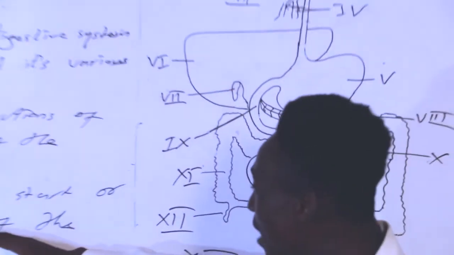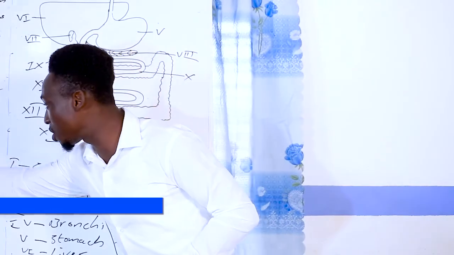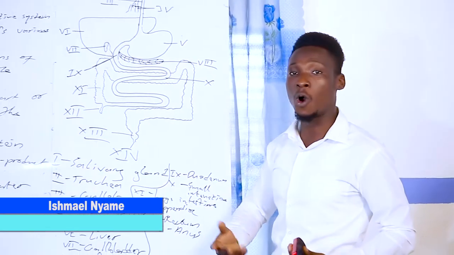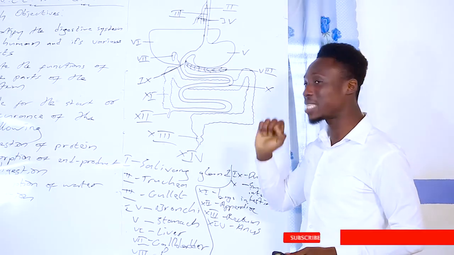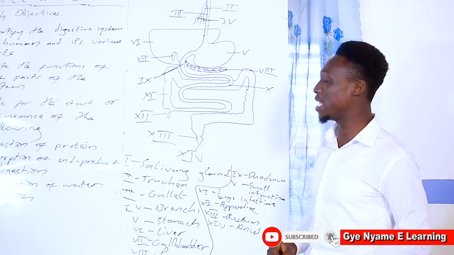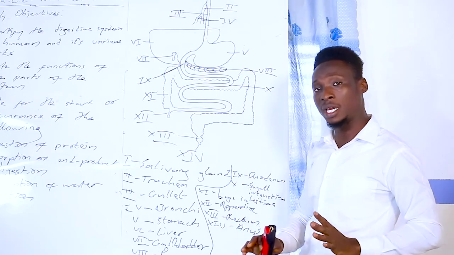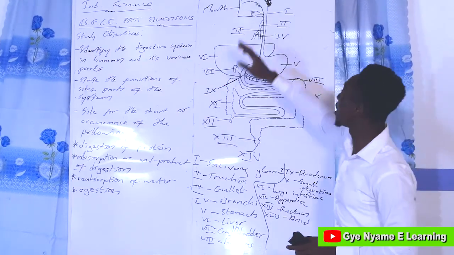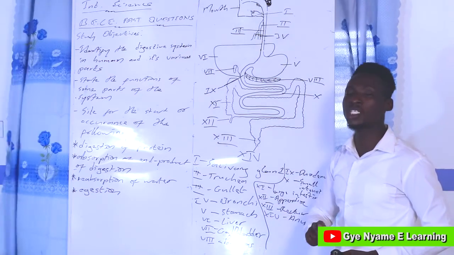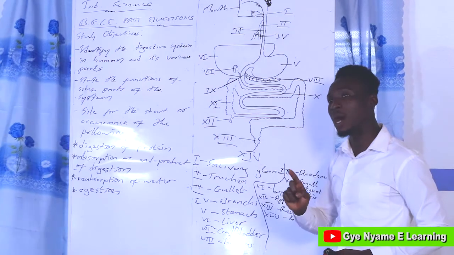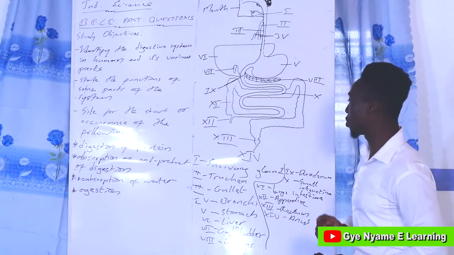Then sites for the start or occurrence of the following. The first one is digestion of protein. Where does it start from? The stomach. So digestion of protein begins from the stomach. So take note of that. There is no digestion of protein in the mouth. The reason is that there is no enzyme responsible for the breakdown of protein in the mouth. In other words, there is nothing like a protease within the mouth. So take note of that.